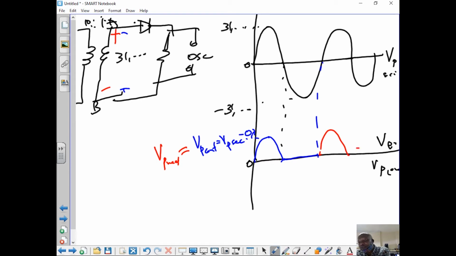Now, what do you call this output? It's actually referred to as pulsating DC. Why do they call it pulsating? It's because it's made of pulses. Why do they call it DC? It's because it only flows in one direction. Either it flows or it doesn't flow. This circuit is referred to as a half-wave rectifier.